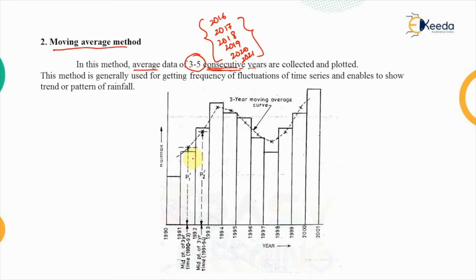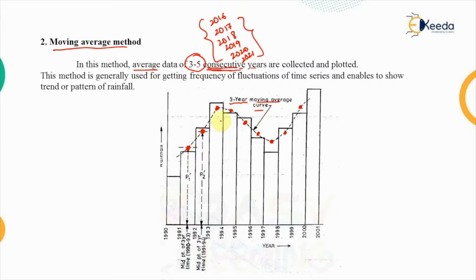So for example, here we are taking 3 years of data as an average value. For the first, second and third, this will be the average value. Then for the second, third and fourth bar, this will be the average value. Then for the third, fourth and fifth, this will be the average value. Similarly, we get the 3-year average values. Now when we connect these points with the help of a plane and smooth curve, we get the 3-year moving average curve.